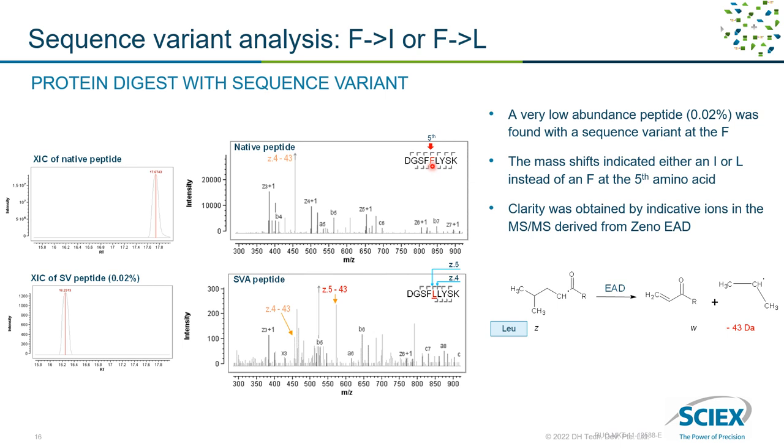With CID, it's difficult to determine whether leucine or isoleucine is in its place, but as we've seen just previously, with the Z-43 or Z-23 peaks, we can confirm, in fact, that it is leucine in place of phenylalanine.